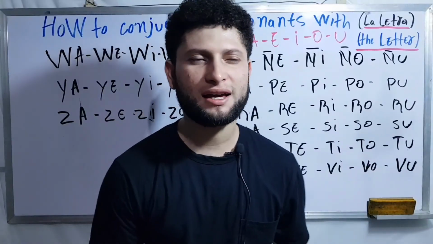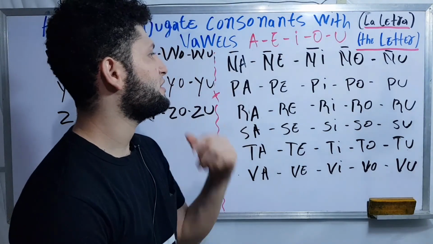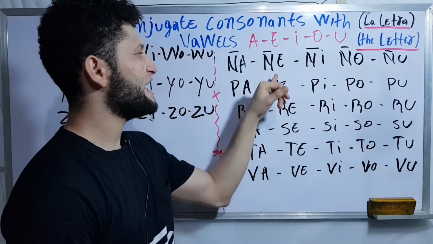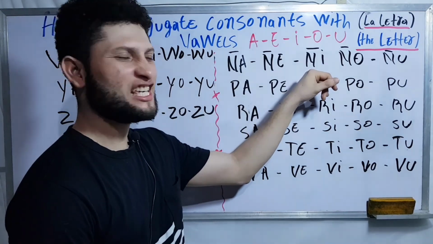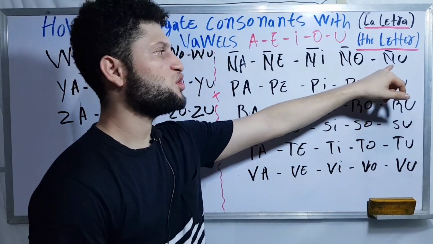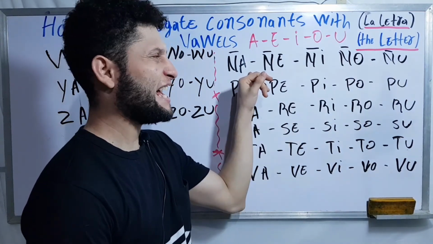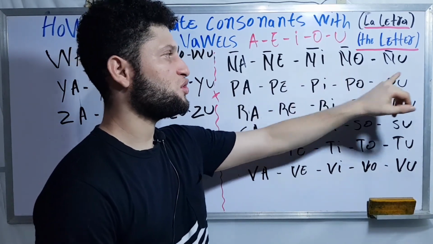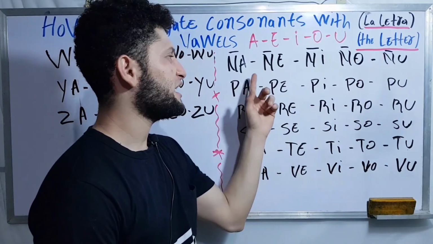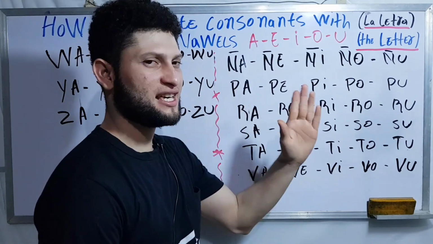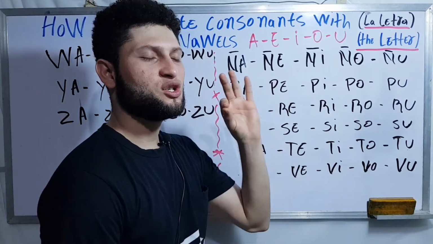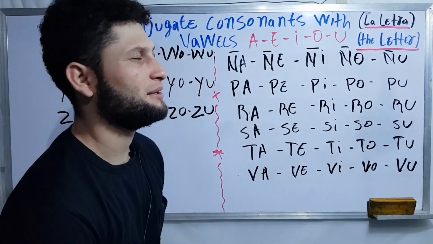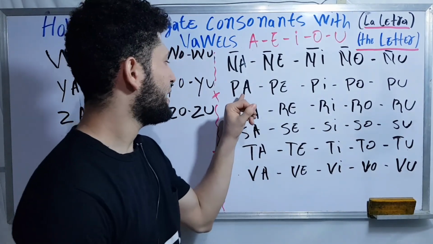Okay, guys, I'm back. Now we will pronounce the other ones. Ña, ñe, ñi, ño, ñu. Ña, ñe, ñi, ño, ñu. Too weird, I would say, the pronunciation.